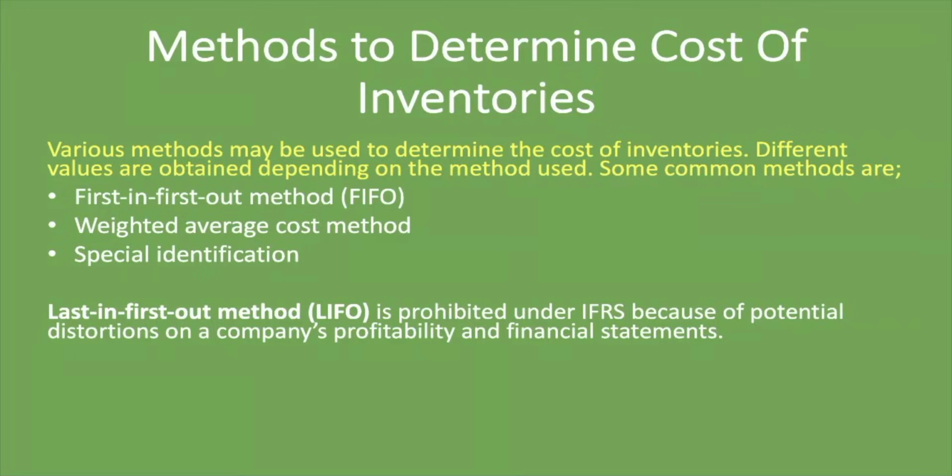And what does it mean? The inventory that remains in your balance sheet or in your statement of financial position will be way lower than what it is in reality. Those are some of the reasons why the last in first out method is prohibited.